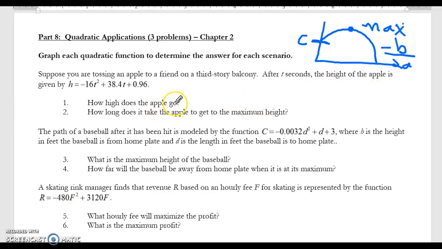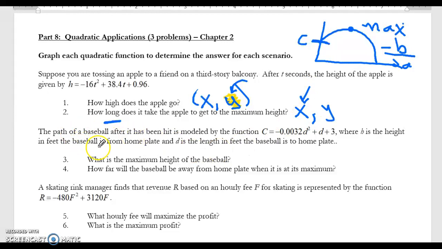So this one, how high does the apple go? That is actually, hold on. This thing's a pain. Okay, so how high does it go is actually the y value. Oh, it actually crossed it off. I was not expecting that. So how high it goes is the y value. So that's what you're looking for. How long does it take? That's the x value of the vertex. I'm not going to try and highlight it again because obviously highlighting doesn't work.